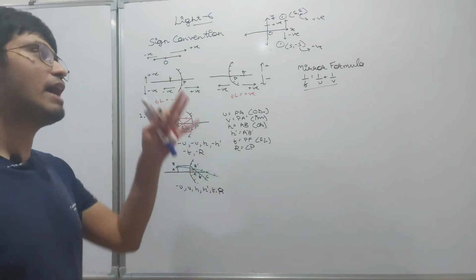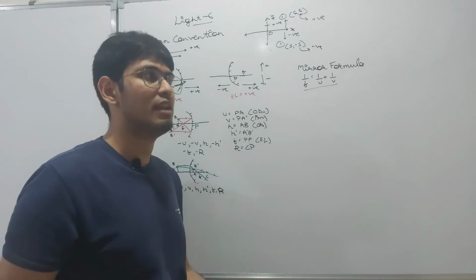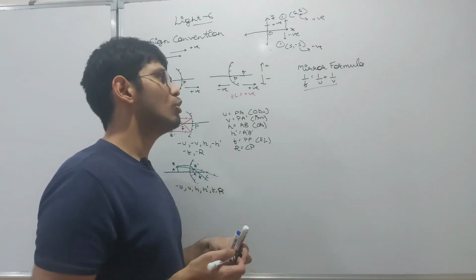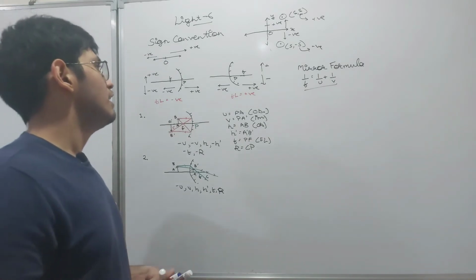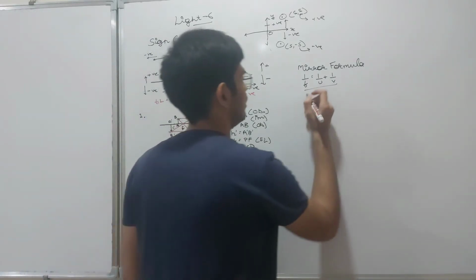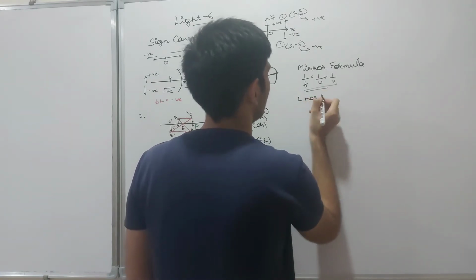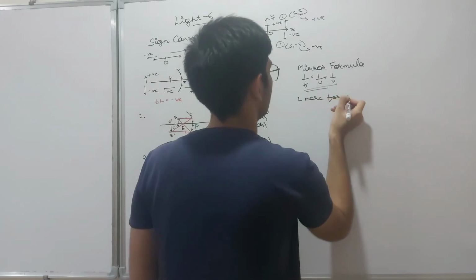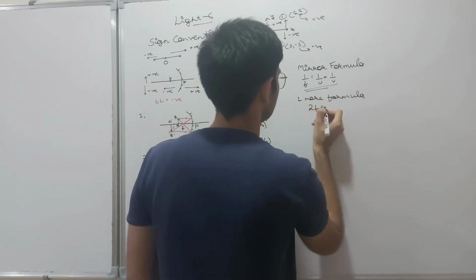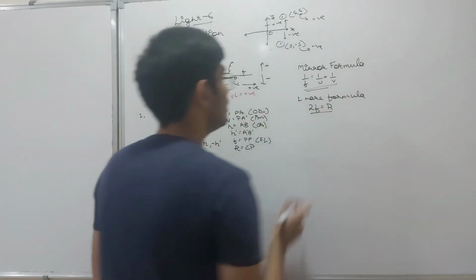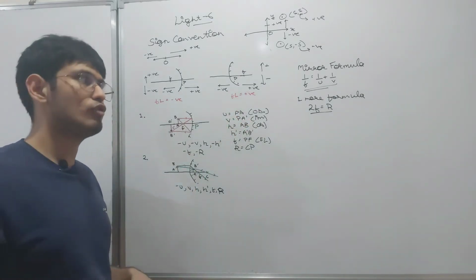I am not deriving it, but I will definitely be deriving it when you come in class 11th, class 12th. Till then I am not deriving this particular formula. We are also having one more formula, which is 2f is equal to r. It means 2 times the focal length is basically the radius of curvature.